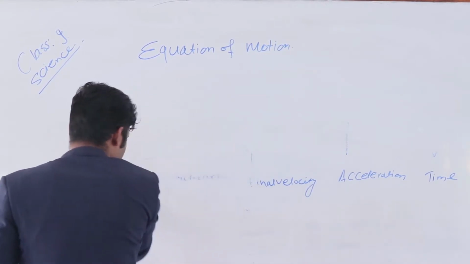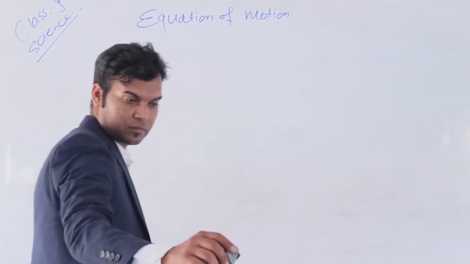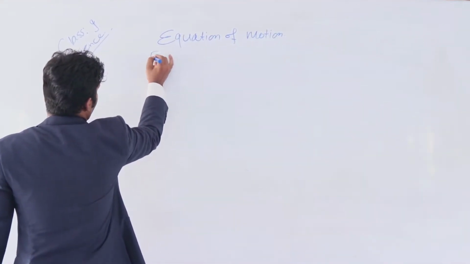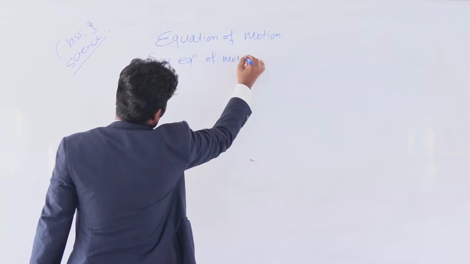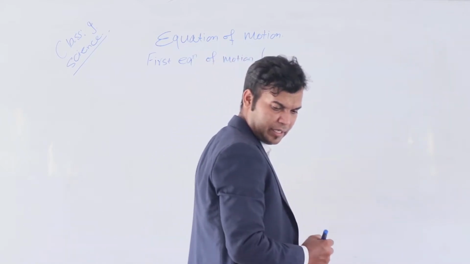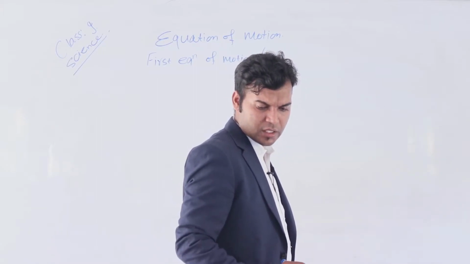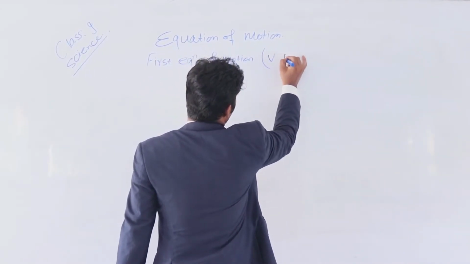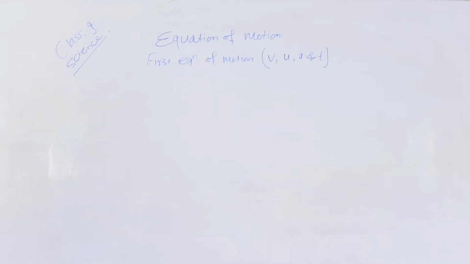What is the first equation of motion? How do we write it? The first equation of motion, or the relation of V, U, A and T. Before this, we should discuss V, U, A and T at first.